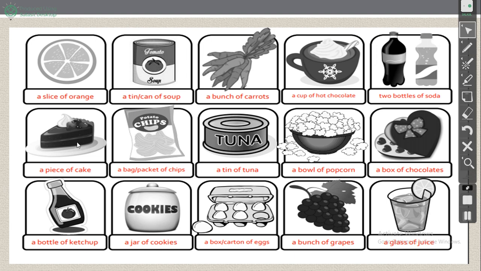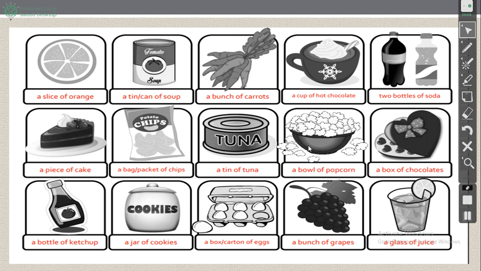Now here, this is a cake. A piece of cake. قطعة. A piece of cake. And here we have chips. We can use as a bag of chips. Okay? A bag of chips or packet. Packet here the meaning becomes packet is like in Arabic packet. A packet of chips. Here we have tuna. This is our example. A tin of tuna. A tin of tuna. tin علبة حديدية.